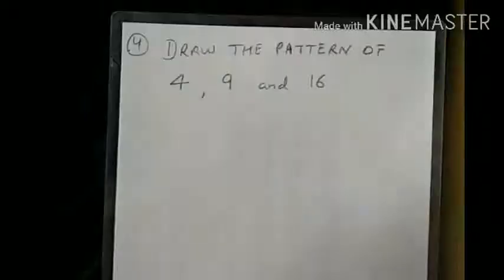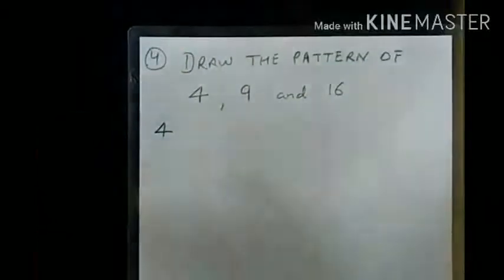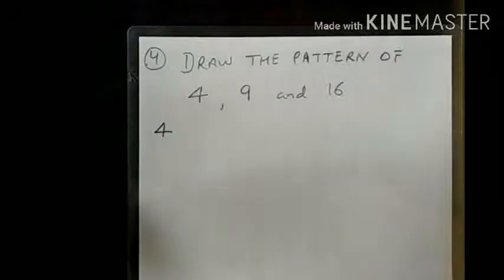Now we have to draw the pattern of 4, 9 and 16. So as we know, every whole number can be represented as a line. So we will not make the line for any integer. After that, we will check for rectangle, square or triangular pattern. So firstly I will take 4. One thing more, we will use dots to draw the pattern for these whole numbers.